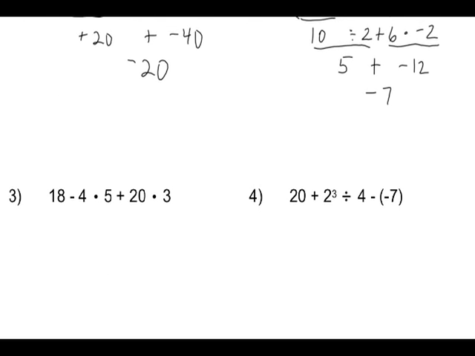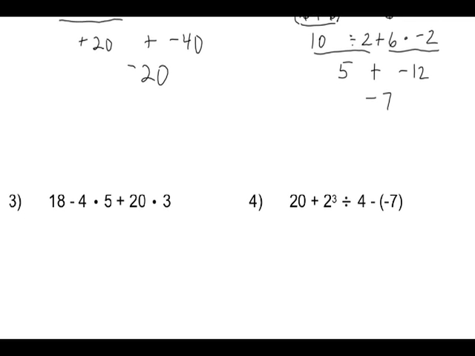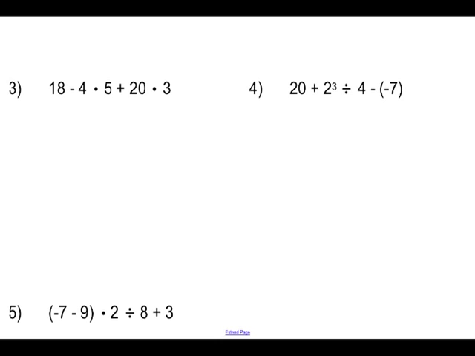Number 3. 18 minus 4 times 5 plus 20 times 3. I have some subtraction, so I'm going to do my same change opposite. I don't have any parentheses or exponents, so I go to multiplication and division. I have multiplication here, and I have multiplication here, and they don't interfere with each other, so I can do them at the same time. So a negative times a positive is a negative. 4 times 5 is 20, and 20 times 3 is 60. Then I rewrite 18 plus negative 20 plus 60.